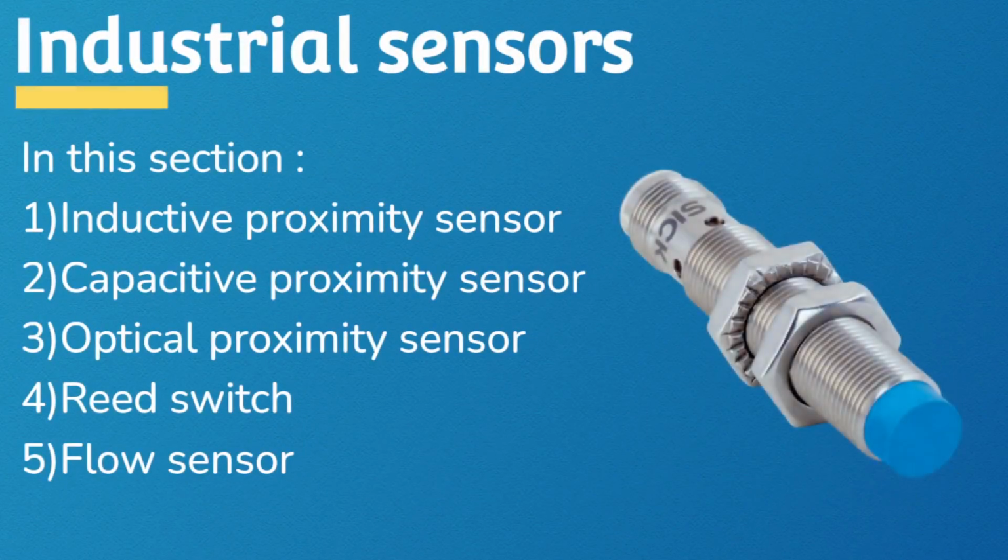The third section is industrial sensors. In this section, we are going to talk about the most important sensors and the most used and the most famous sensors that are used in the industrial operation. So we are going to talk about 5 sensors. These sensors are inductive proximity sensor, capacitive proximity sensor, optical proximity sensor, reed switch, and the flow sensor.